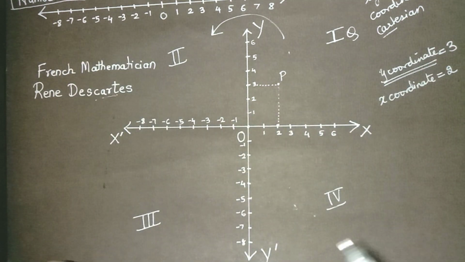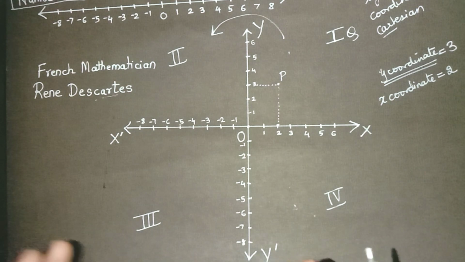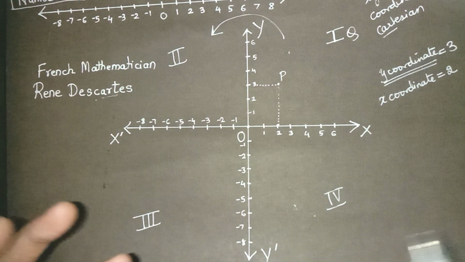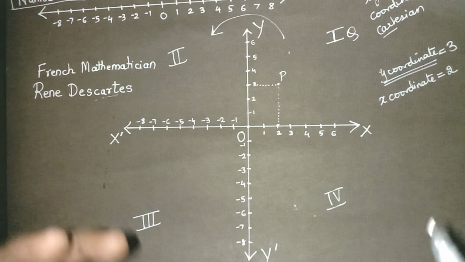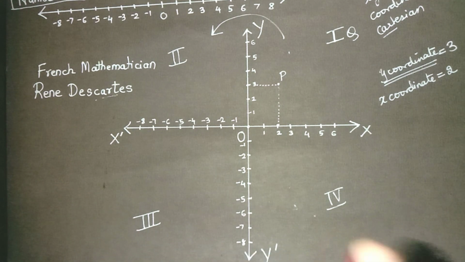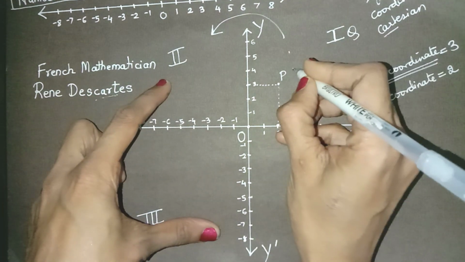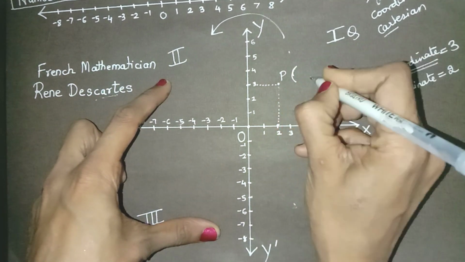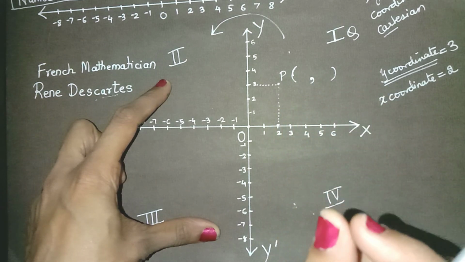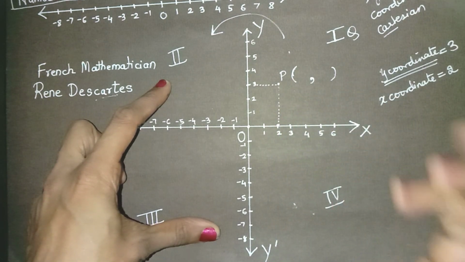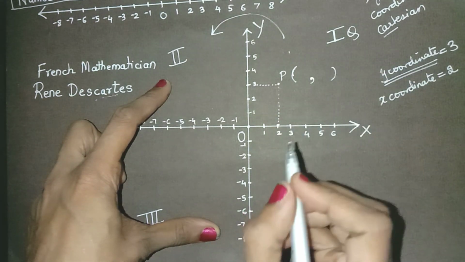Okay, but every time saying that the x coordinate is 2 or the x coordinate is -5, the y coordinate is 10, instead of saying x coordinate, y coordinate every time, there is an easier way to represent the address of a point, and that is by putting a round bracket and writing both the numbers. The first number I will write is the x coordinate. That's right. So what is the x coordinate of point P?